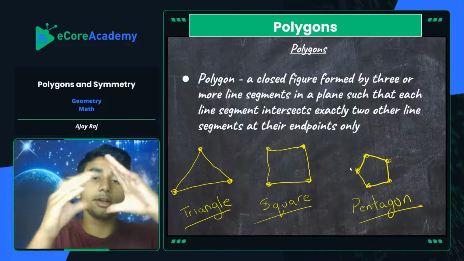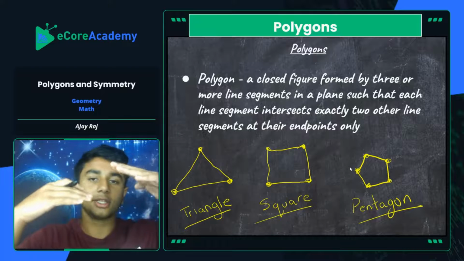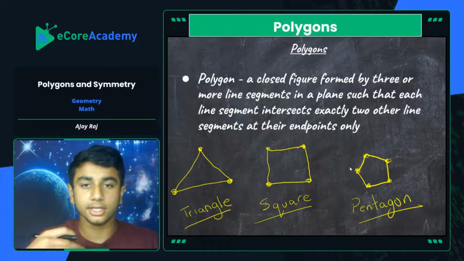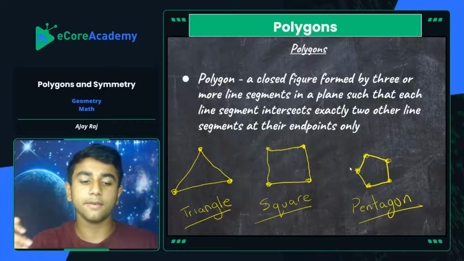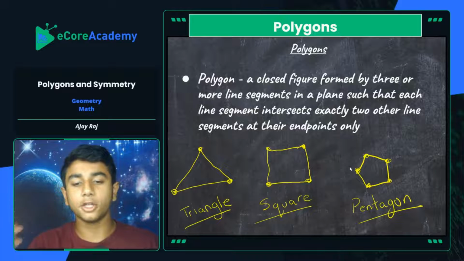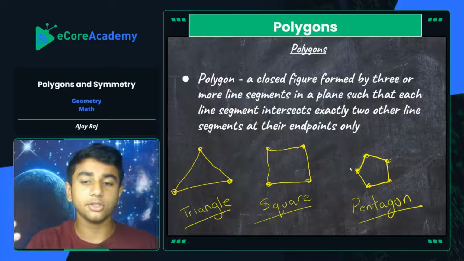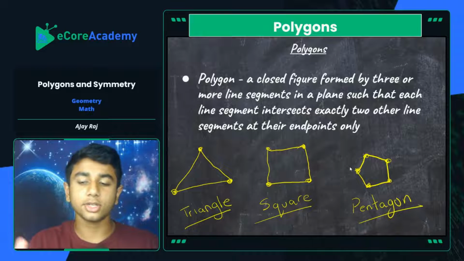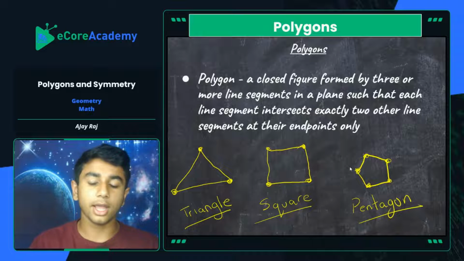That means it has some kind of closing off without an open space intersecting one of its line segments. So you must have a minimum of 3 line segments to have a closed figure, which is a polygon. And it exists on a plane, which basically means that it's a 2-dimensional figure, and such that each line segment intersects exactly 2 other line segments at their endpoints only.